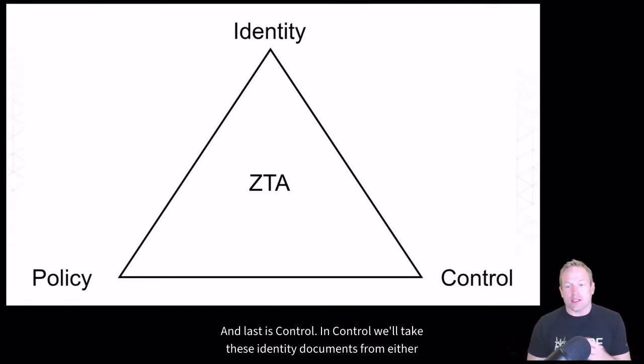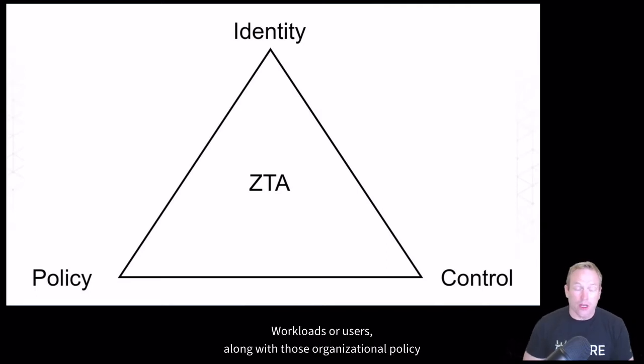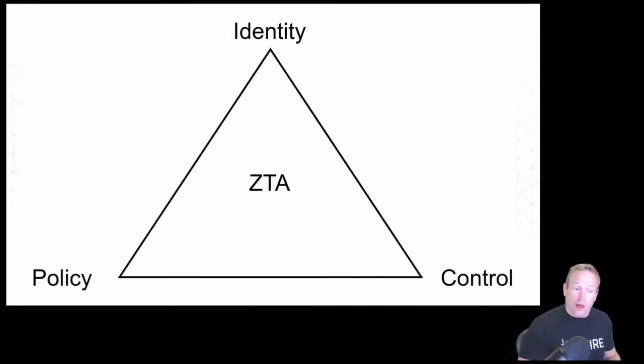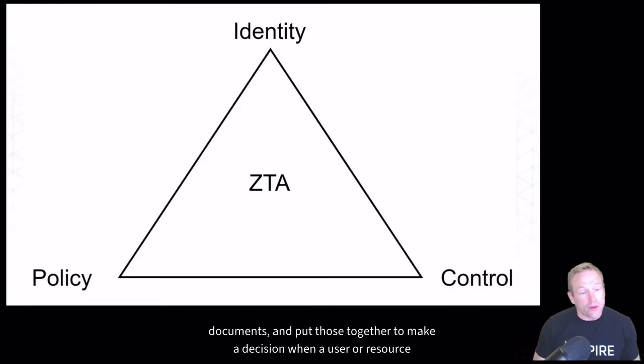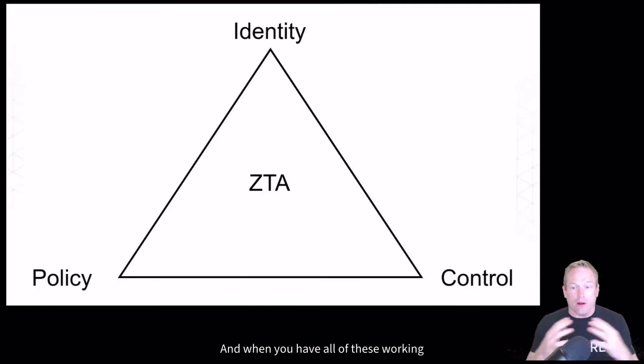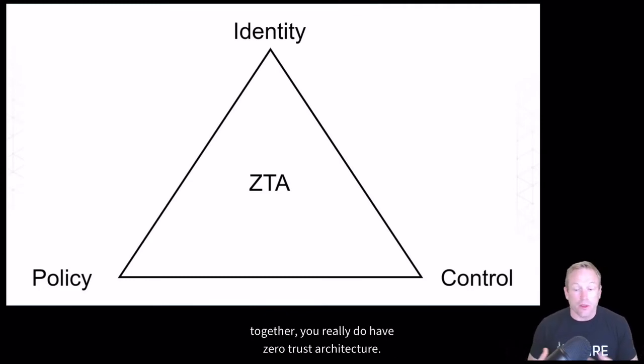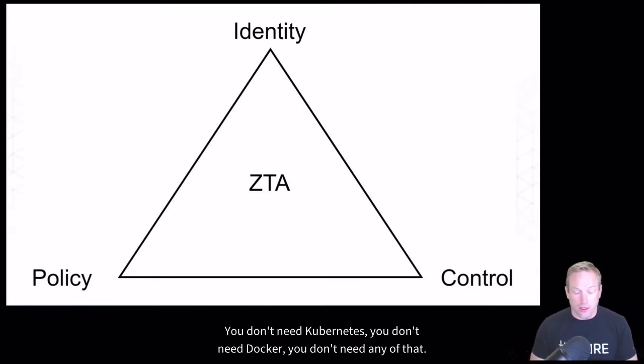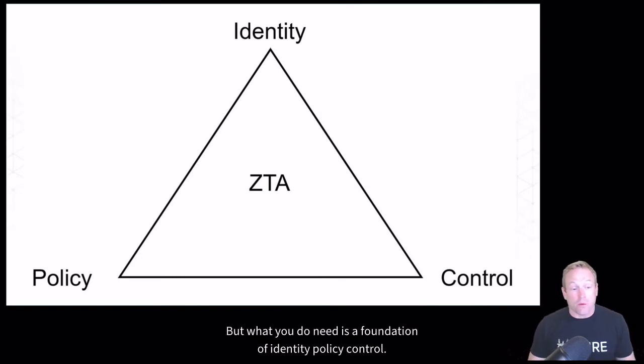And last is control. And control will take these identity documents from either workloads or users, along with those organizational policy documents, and put those together to make a decision when a user or a resource on the network requests access to compute or network resources. And when you have all of these working together, you really do have zero trust architecture. You don't need Kubernetes, you don't need Docker, you don't need any of that. But what you do need is a foundation of identity, policy, and control.